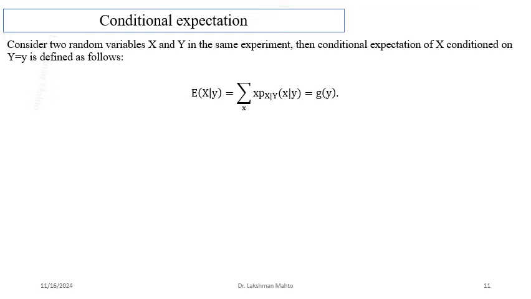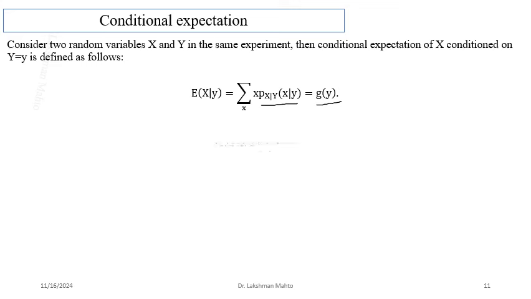So conditional expectation comes in this way. Consider we have two random variables x and y in the same experiment. Then the conditional expectation of x, conditioned on the other random variable y observing a value small y, is defined as a weighted sum of x, where the weight is provided by the conditional probability mass function of x conditioned on that specific value y. After exhausting this sum with respect to x, what remains? Y. We are not summing with respect to y, so only y remains. So the conditional expectation of x, conditioned on y equal to small y, is a function of small y. That's why we denote it by g of y.